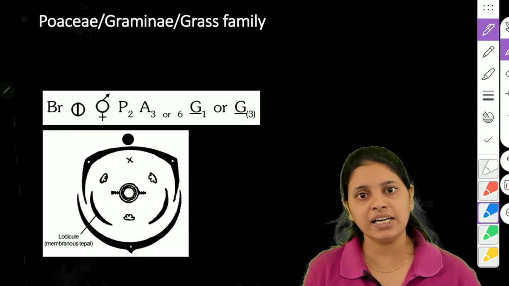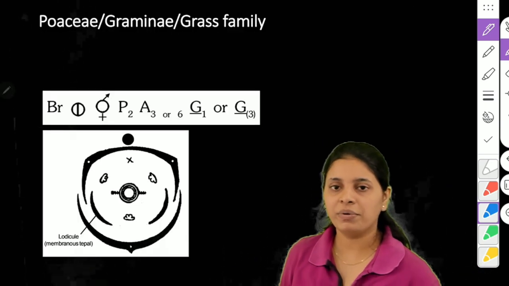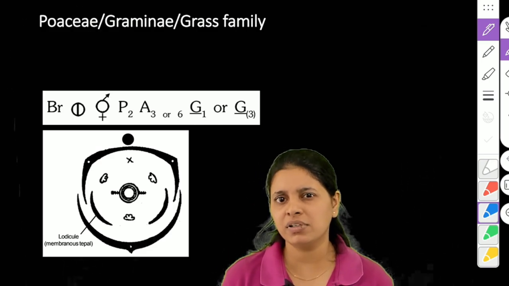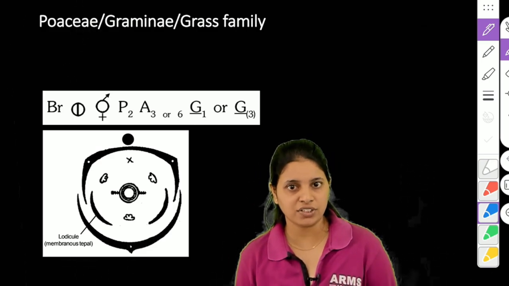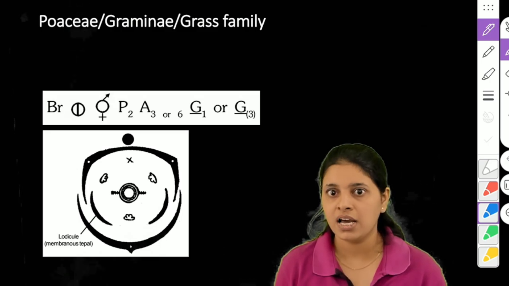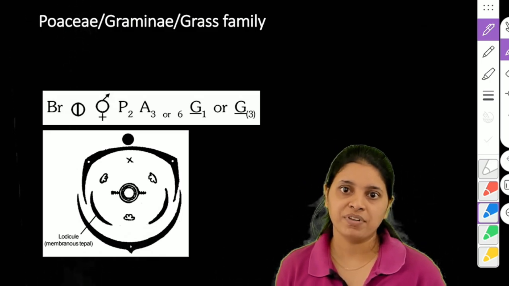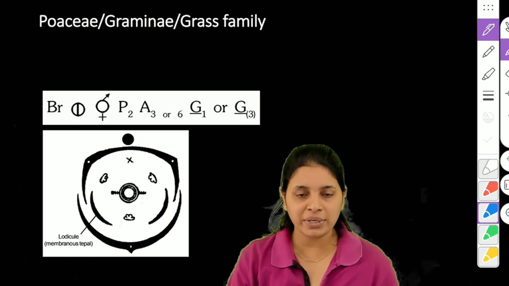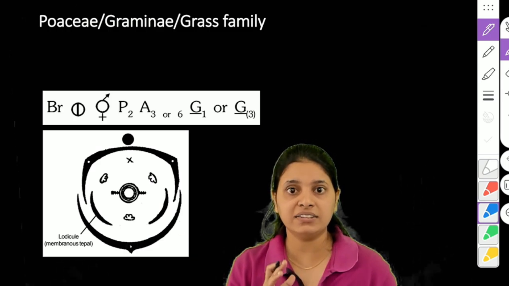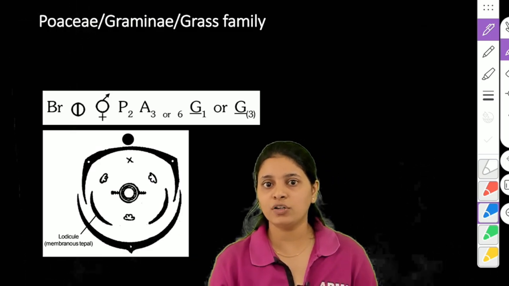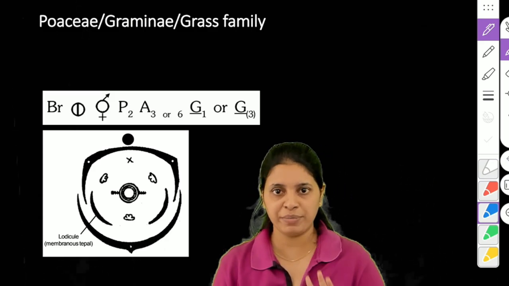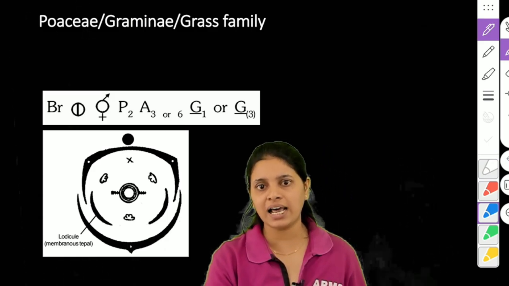Last, we have Poaceae, that is Graminae, commonly known as grass family. This includes common members like rice, wheat, jawar, bajra, right? The cereal crops. Also sugarcane, bamboo, right? This is a monocot family. See, all the families which we are studying as per our NEET syllabus, you will see that only two families are monocot, Liliaceae and Graminae. Okay, all other families are dicot.